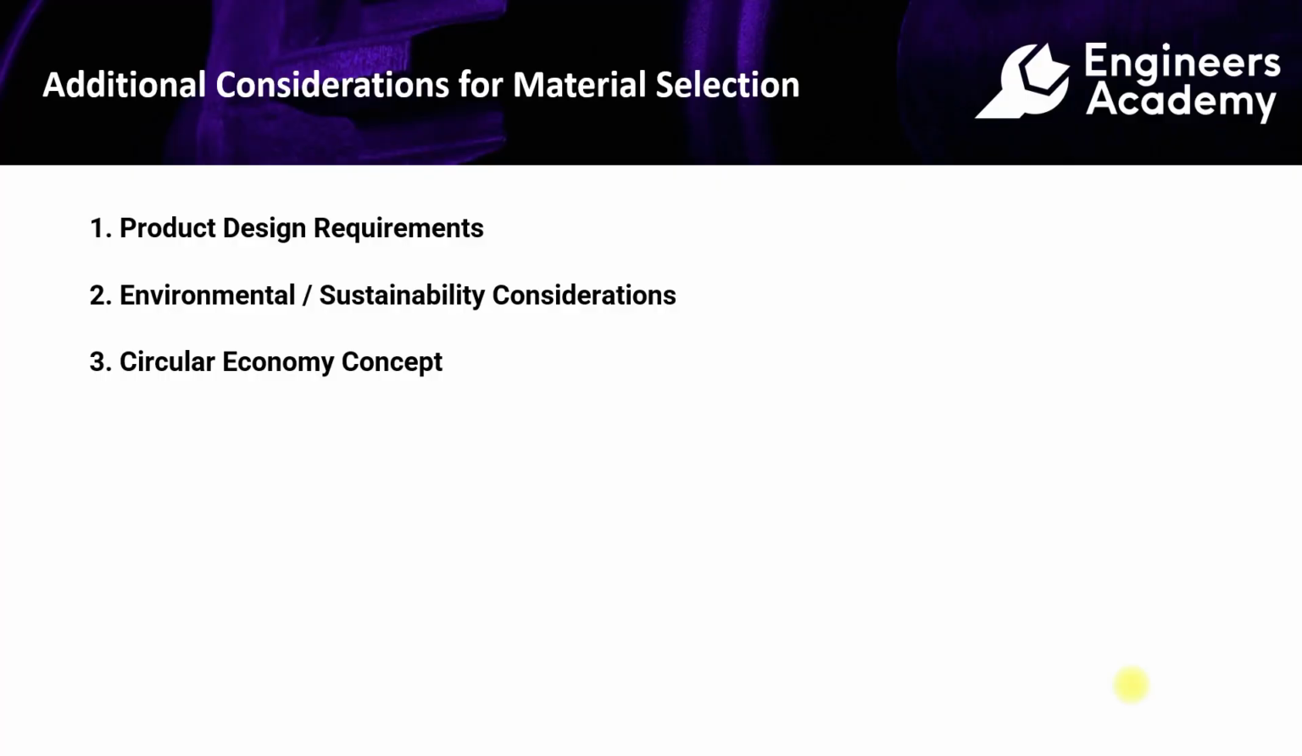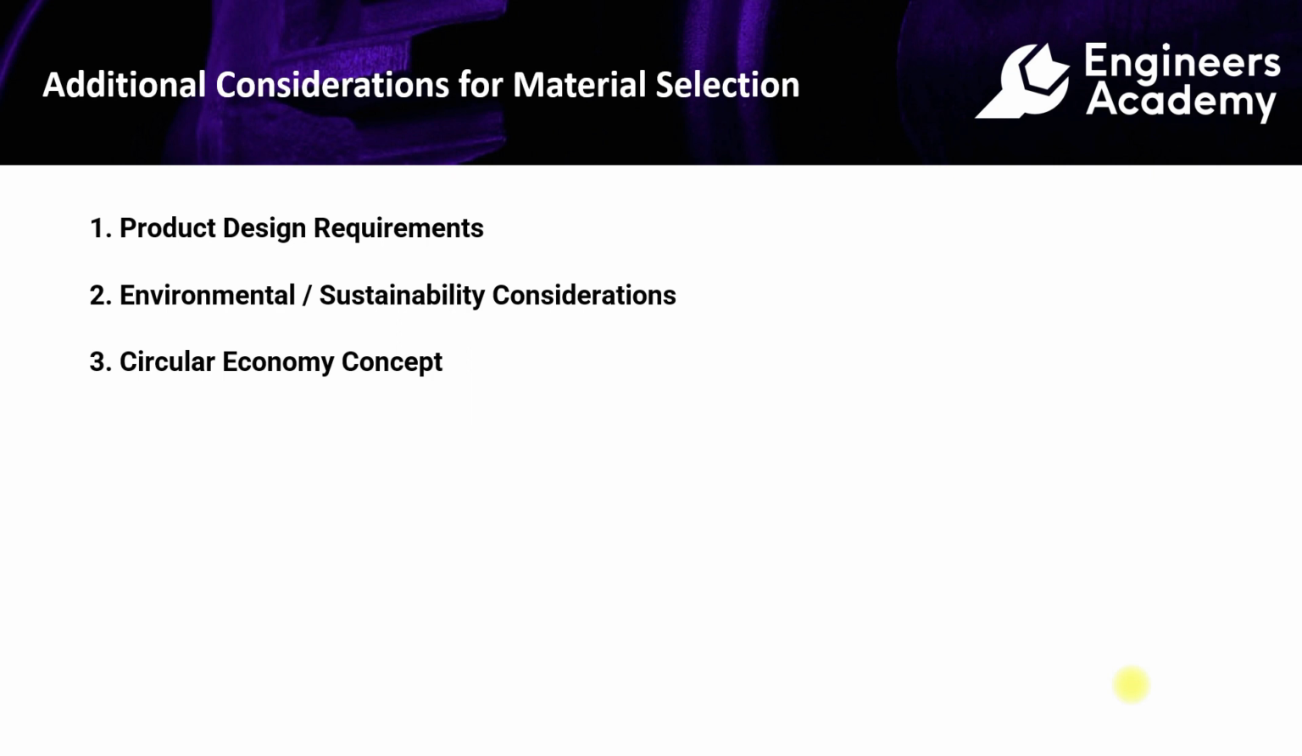In earlier video tutorials, we've seen how we can go about selecting engineering materials according to material properties or material performance requirements. We've also seen how the different manufacturing processes available for different material categories could also influence the selected material for a given component or application.